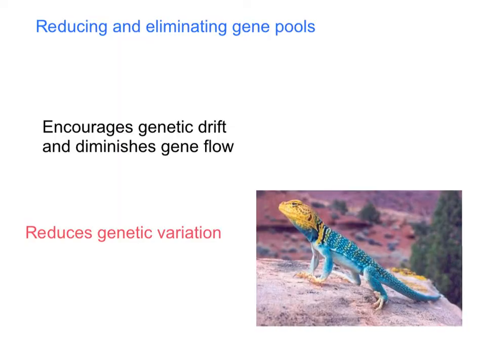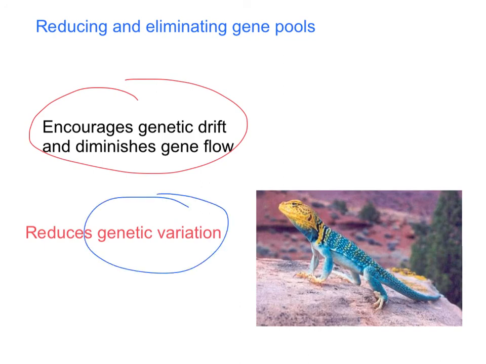The side effects of reducing and eliminating gene pools is that these human impacts encourage genetic drift. Remember, that's things like the bottleneck effect and the founder effect, things that decrease diversity within the gene pool. We'll talk more about that vocabulary in other videos as well. This also diminishes gene flow, their ability to share genes. And so we reduce genetic variation, and when we reduce genetic variation, that disrupts their ability to adapt.